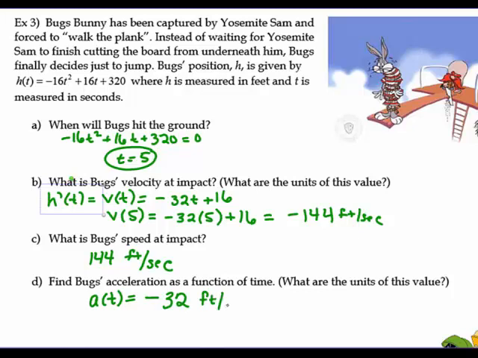And this is going to be feet per second per second, because each time I take a derivative, I add a per second to it. So derivative number 1 became feet per second. Derivative number 2, feet per second per second, which you're probably used to seeing as feet per second squared if you've taken physics. Okay?